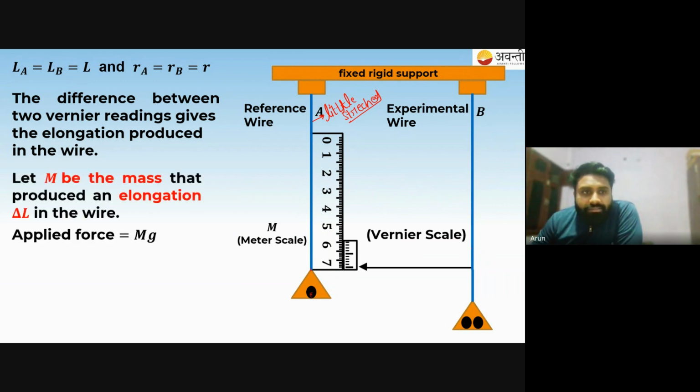Now, let M be the mass that produces an elongation delta L in the experimental wire B. So the applied force would be mg, total mass times gravitational acceleration. With the help of Young's modulus of elasticity, Y is nothing but sigma, which is stress, divided by epsilon. Now, we will know all the values. Mg we will know, the radius of this wire we know, so we can calculate pi r square divided by epsilon. Delta L we get with the help of the vernier scale, and the original length L we already know. So all the data are known. By putting them in, we would calculate the value of Young's modulus of elasticity.